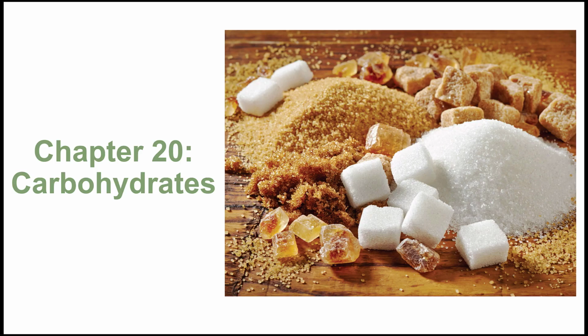In Chapter 20, we're going to be looking at carbohydrates. These are the largest group of organic molecules in nature, and they make up actually 50% of Earth's biomass. Carbohydrates can be used to determine blood type, and it's also the backbone of our DNA.